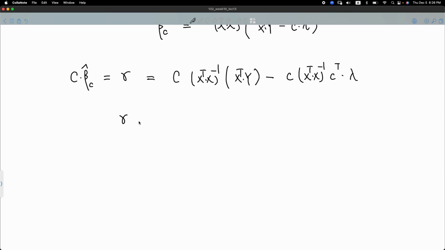So just to simplify that, you will have the c multiplied by the ordinary, or the least square estimator. So this one without the subscript c, because this is just your closed form solution from the ordinary least square without the constraint. And then minus the c x inverse c transpose lambda. Okay, so now we are interested in the lambda, so let's think about how we can bring that one out to get an expression for lambda.